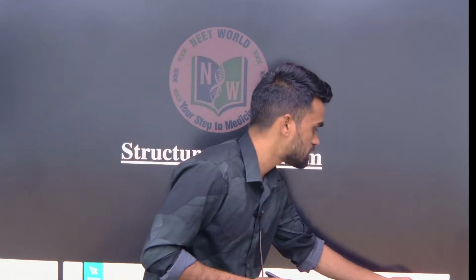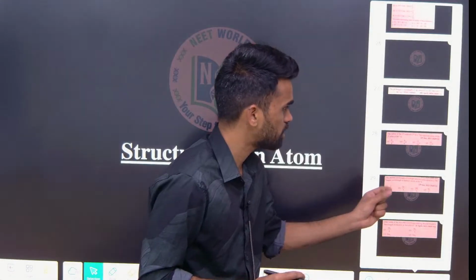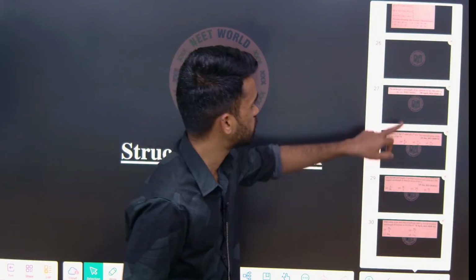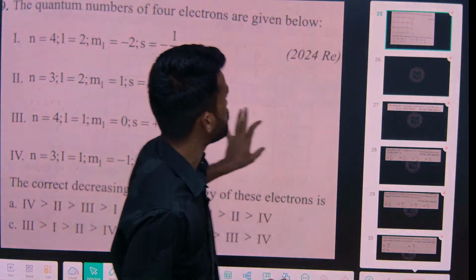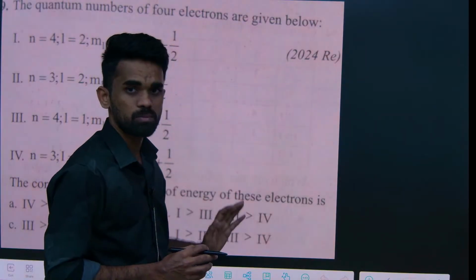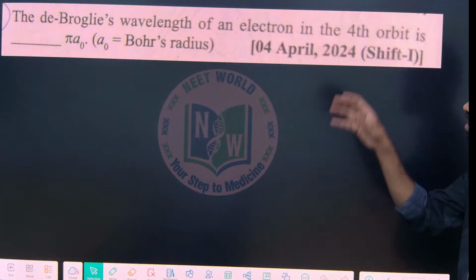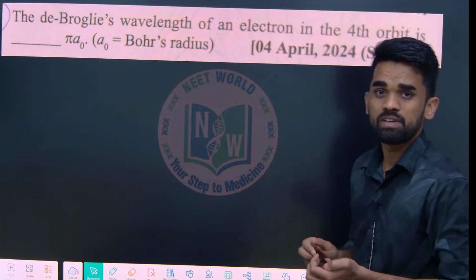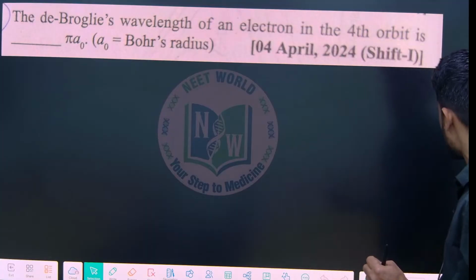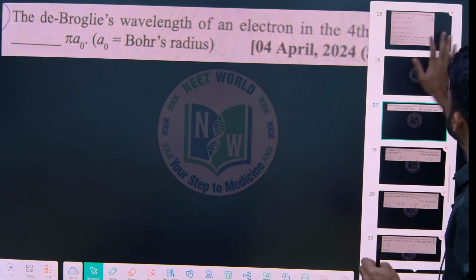Just look at this. I will show you one by one. You just follow them. What are the questions I have brought here? See, the first question is from quantum numbers. The next question is from Bohr's atomic model as well as the de Broglie wavelength equation. It's very easy. First of all, let's discuss quantum numbers.